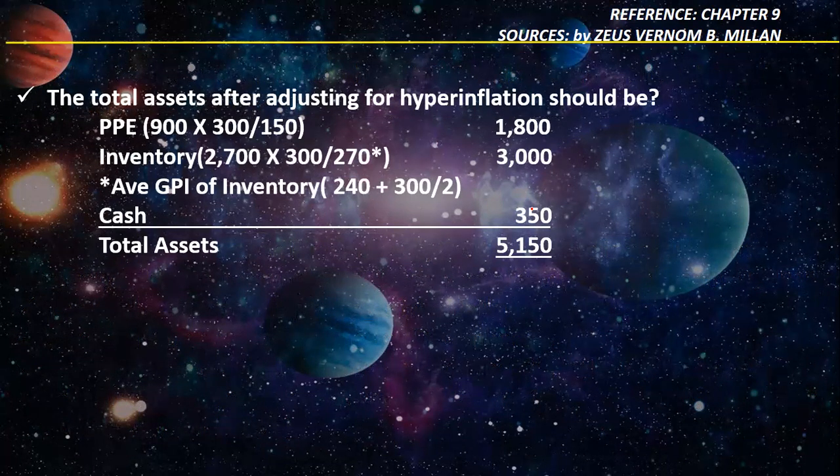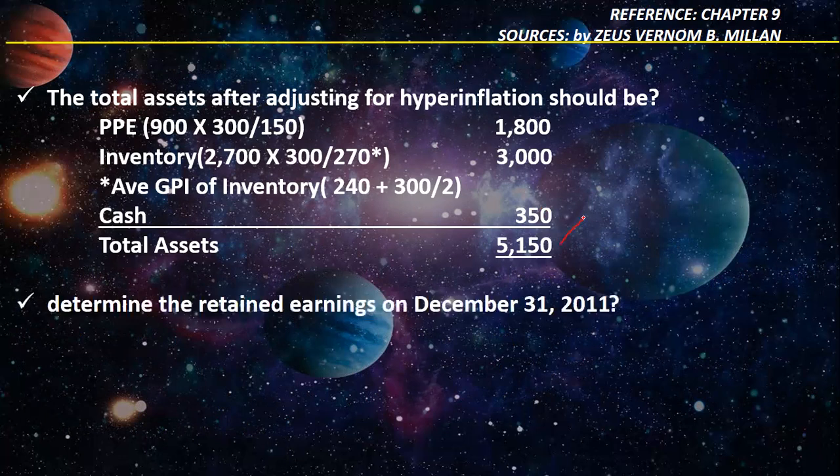And that is still in foreign currency. How about the cash? Yes, again, cash is a monetary item. If that balance is for that year, balances need not be restricted. So we copy it, 350. All in all, we have 5,150 total assets. That's our answer.